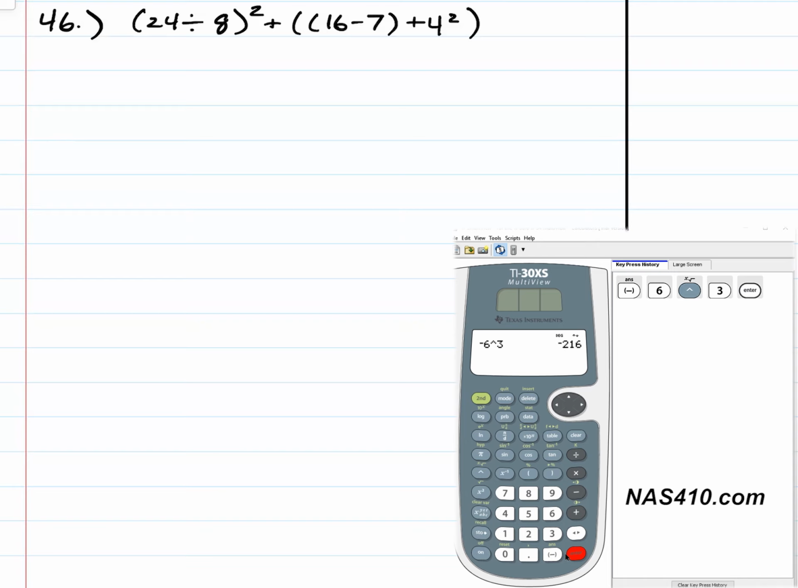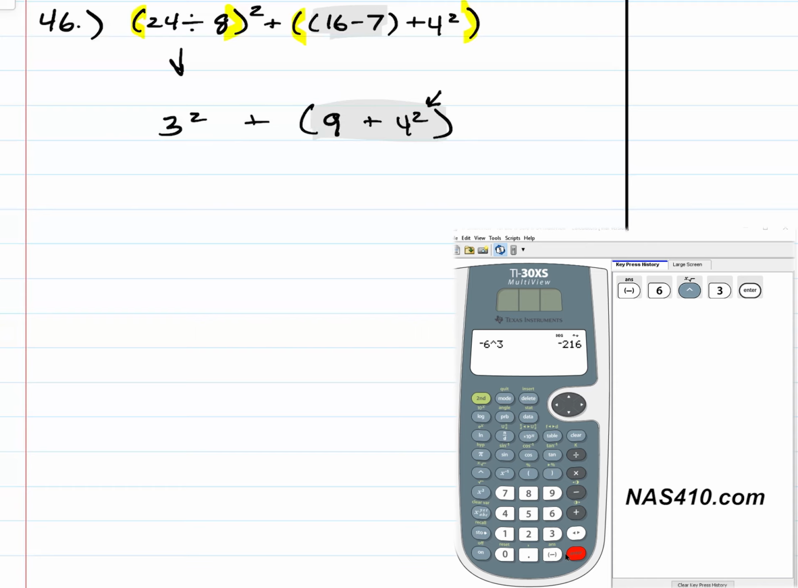Okay, number 46. If you're still with me, good for you guys. We're almost across the finish line. Okay, I have parentheses here, and I have them here, and then within that parenthesis, I have another one nested here, and so I'll do that first, okay? And so here I have 24 divided by 8 is 3, okay? And so I have 3 squared plus, here I have 16 minus 7 is 9 plus 4 squared, okay? And so I'm still tackling these parentheses here, and I'm going to hit up this exponent first, okay?